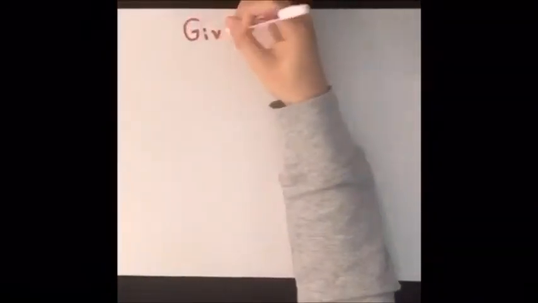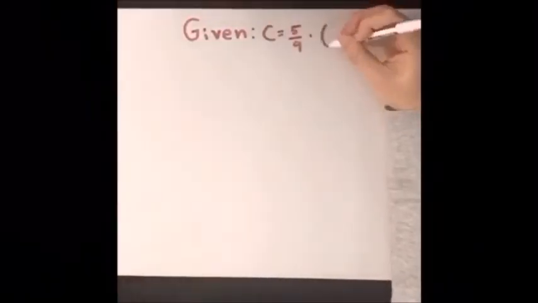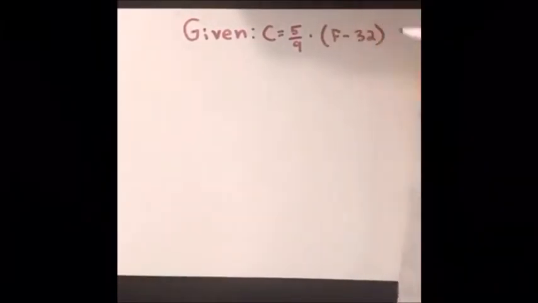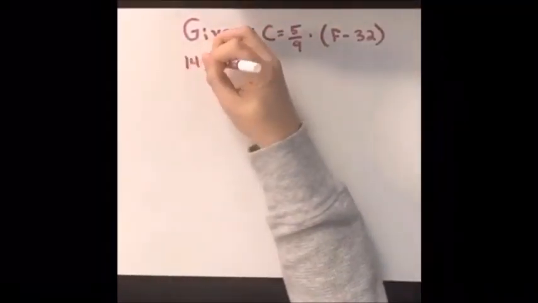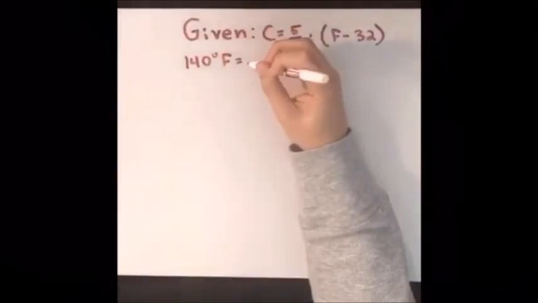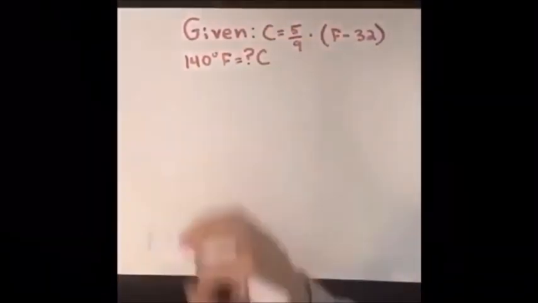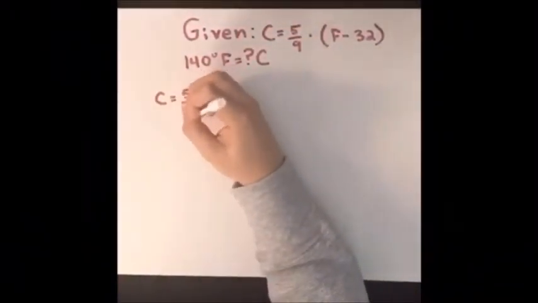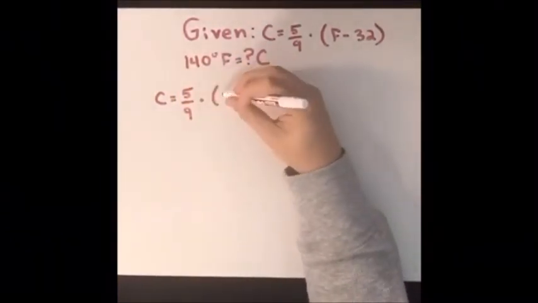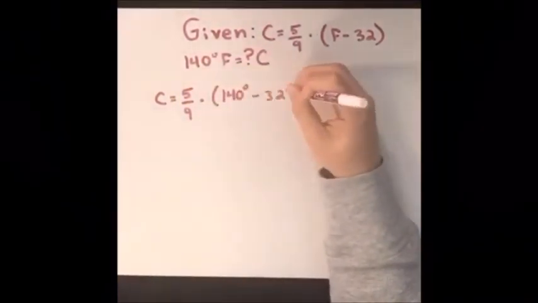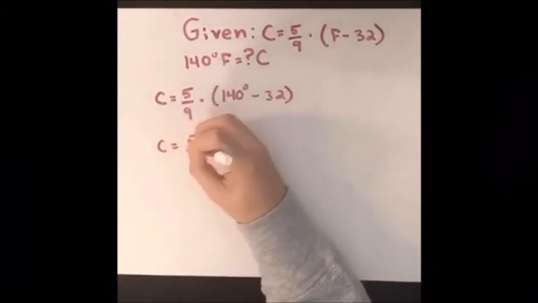For this equation, you're given the formula for converting Fahrenheit to Celsius, which is C equals 5 over 9 multiplied by F minus 32. Now you have to find out how much is 140 degrees Fahrenheit in Celsius. So you set up C equals 5 over 9 times F, where you substitute 140 degrees minus 32.